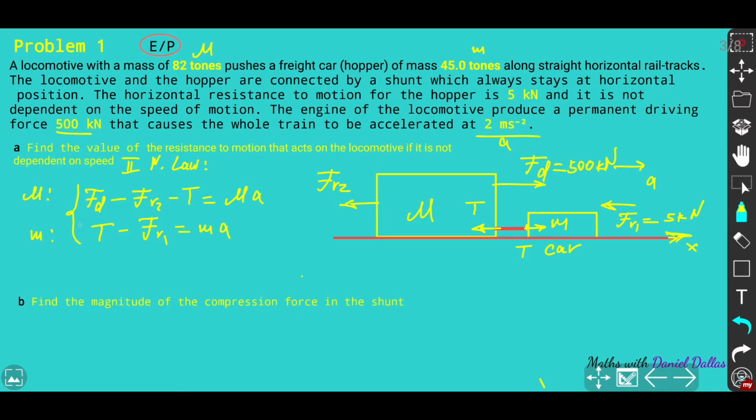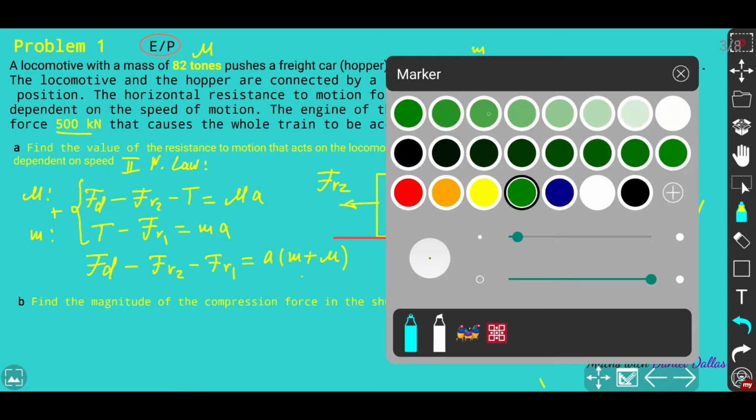I'll mark it as the system of equations, and what I'm going to do is just add them, because I see T and negative T will cancel in this case. We need to find the resistance from there, so first I'll add them up and I'll get Fr2 minus Fr1, and because I've added them, I add the right sides, but I'll factorize the acceleration from there. Now I have an equation where all variables are known.